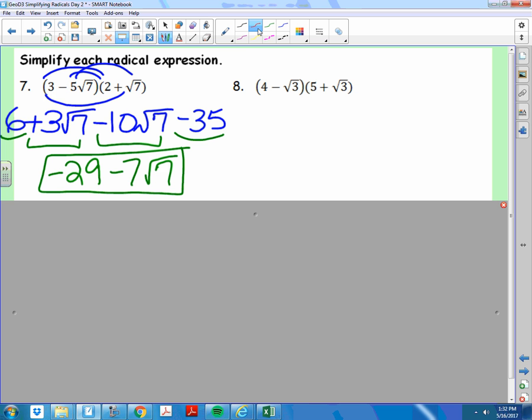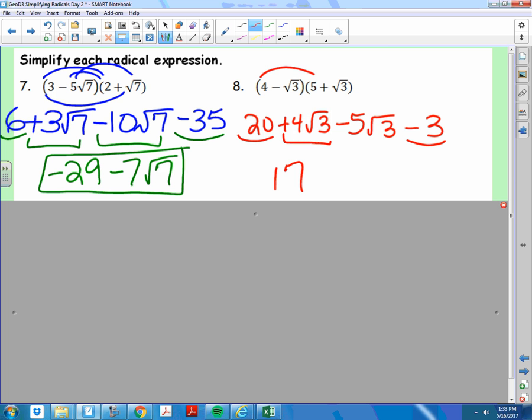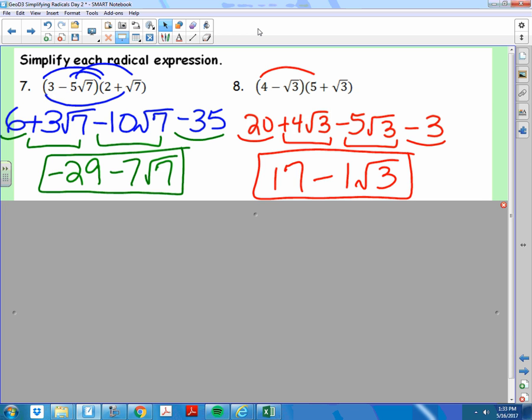Here we go. One more time. First, last. First, 20. Outside, plus 4 root 3. Inside, minus 5 root 3. Last, minus 3, since root 3 times root 3 is 3. Like terms, 20 minus 3 is 17. Plus 4 root 3 minus 5 root 3 is minus 1 times the square root of 3. And you don't have to have the 1 there. Can you? Yes, you can. So it's 17 minus the square root of 3.